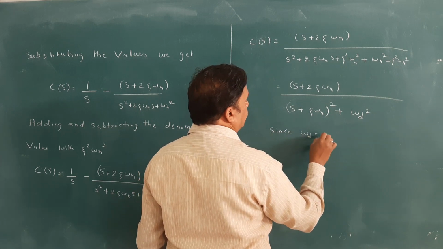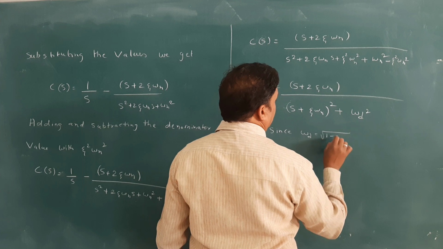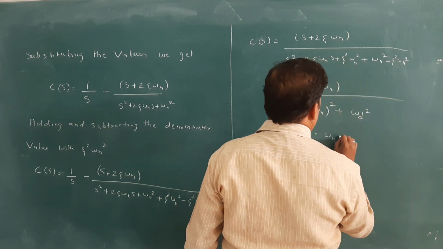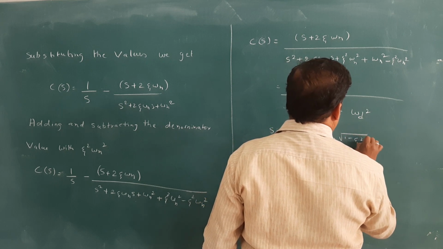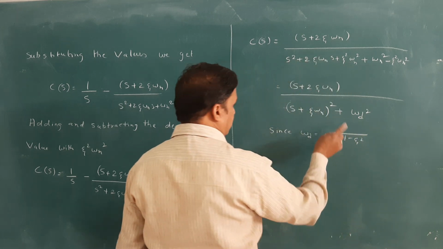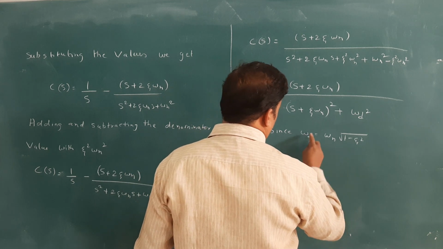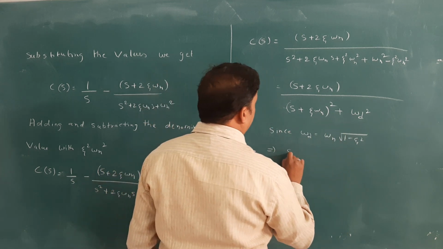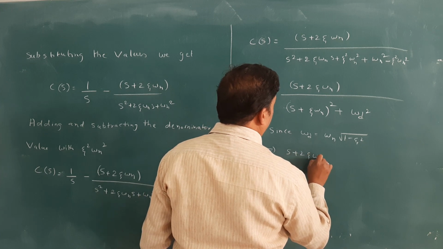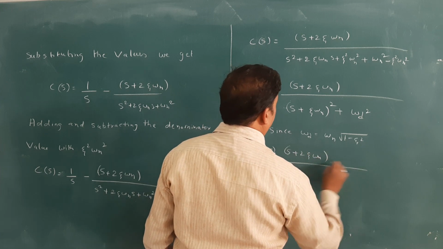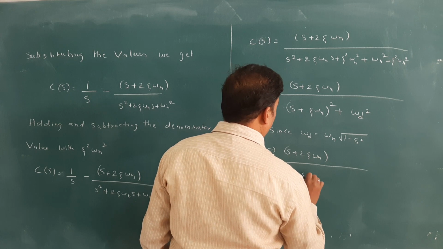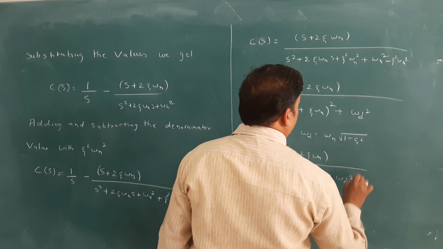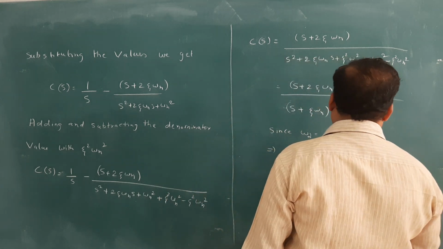Omega d is equal to omega n into square root of 1 minus zeta square. Already this one we have known. So if you substitute this value here, you will get this particular equation: (s plus 2 zeta omega n) divided by ((s plus zeta omega n) whole square plus omega d square).